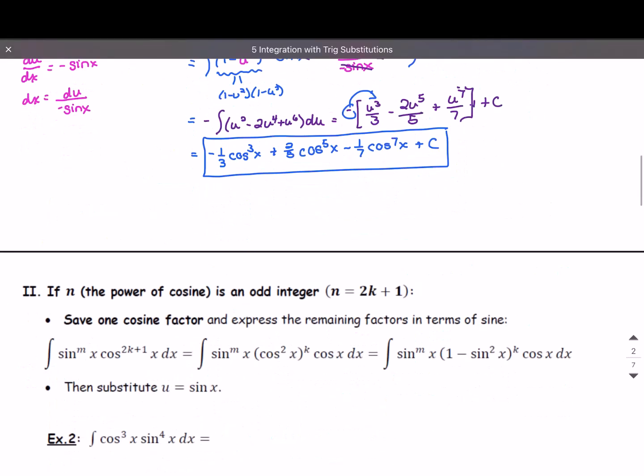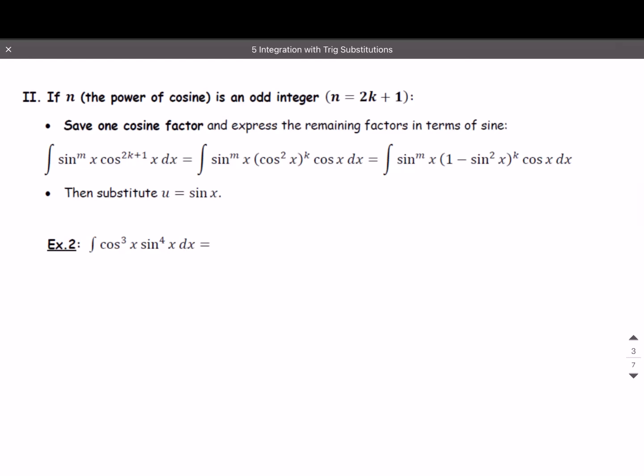And there we go. Now the second option is when the power of cosine is an odd integer. And it's very similar to what we just did. So if cosine is being raised to an odd exponent, we take one of them that we're going to save, and then we try to turn the remaining cosines in terms of sine. And remember, then we use u equals sine x, which means our du dx is cosine x, which is the reason we're saving a cosine x. We're saving that for our du.